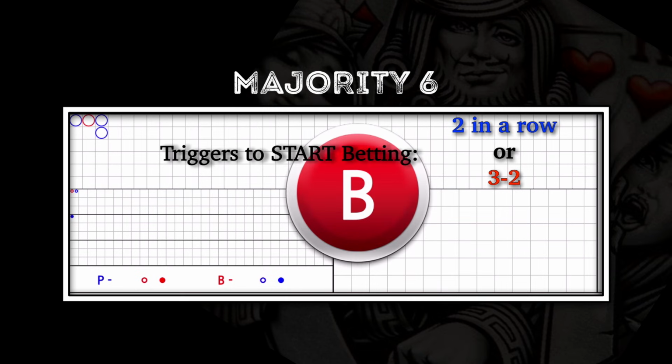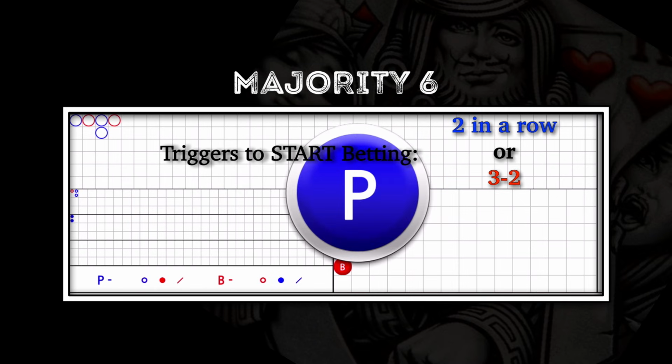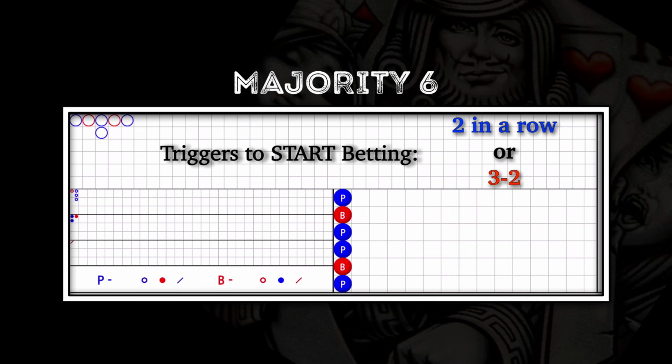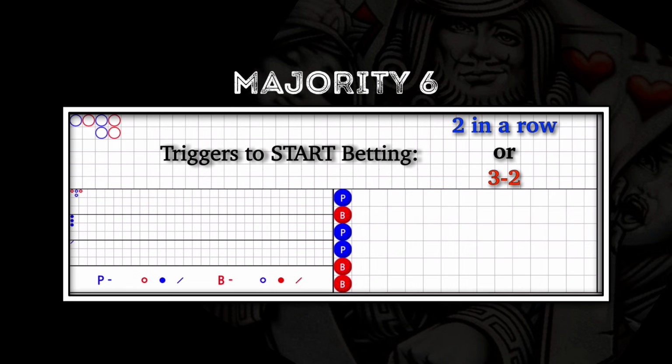If a banker were to show up, we still have a 3-2 majority in favor of the player. So I will place my second bet again on player. And if we win, again, great. We move on to the next column. If we lose, the column has tied 3-3, which does happen, so be ready for that. You would take the loss and move on to the next column. So playing this way, you can have either 1 loss per column, 2 losses, or 3 losses per column.